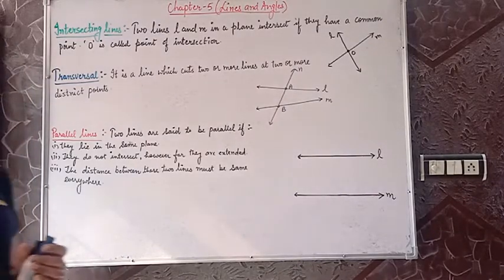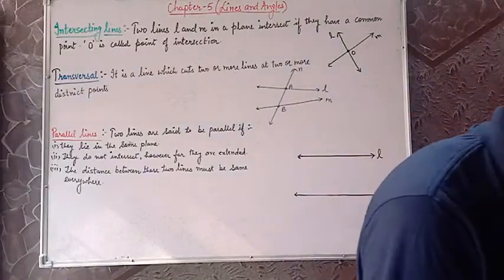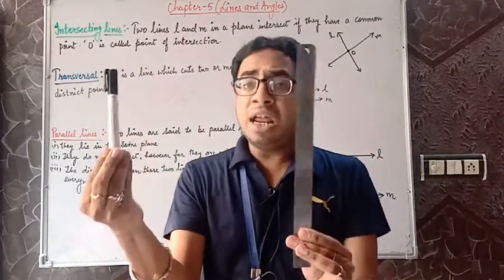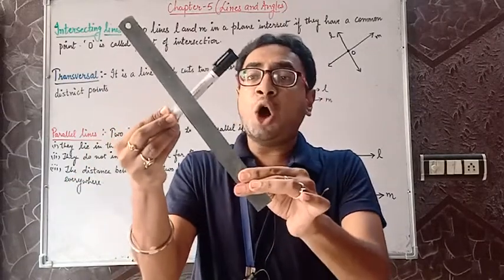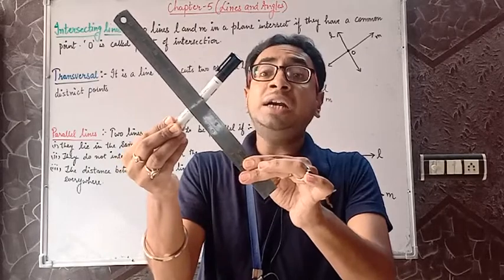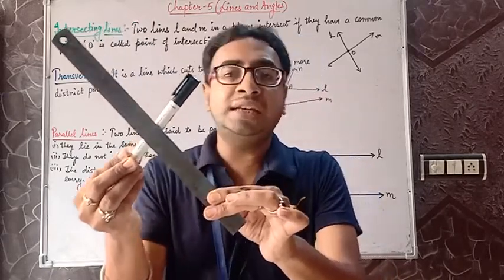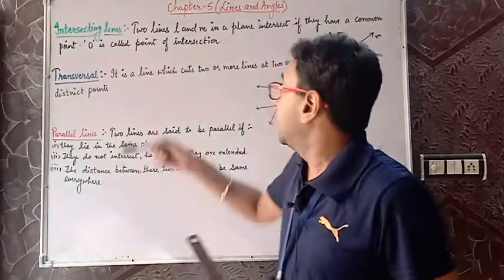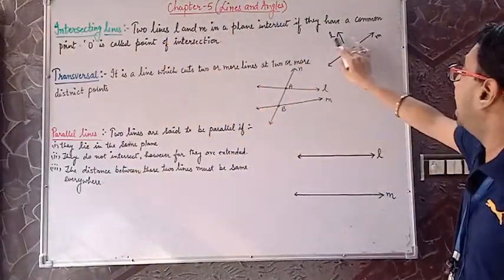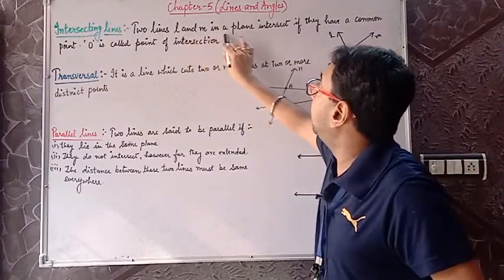What do you mean by intersect? Intersect means to cross each other, to meet at a particular point. If I say this is one line and this is another line, if they cross each other, if they cut each other at a common point, then these two lines are said to be intersecting lines. Are we clear? Two lines, L and M, I have given the names L and M to these lines. Two lines L and M in a plane.